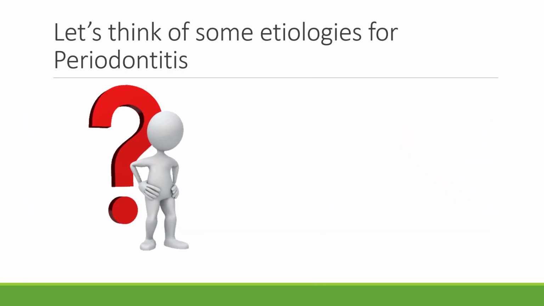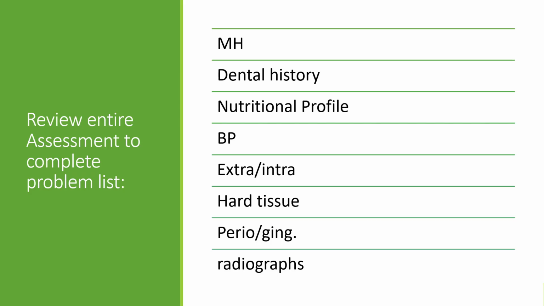So let's think about some etiologies for periodontitis. Again, we're going to review that entire assessment to complete our problem list. We're going to go through the health history. Are they a diabetic? Could they have a condition that's related to periodontal disease? We're going to look at their dental history. How often do they see a hygienist? How often do they have preventive maintenance? When was the last time they saw a dentist? We're going to look at their nutritional profile. Are they deficient in fruits and vegetables and vitamins that are going to help support their periodontium?